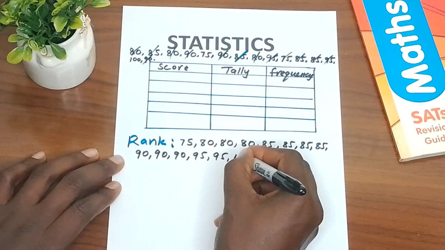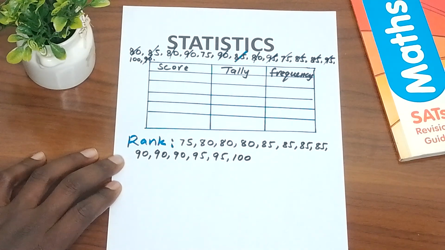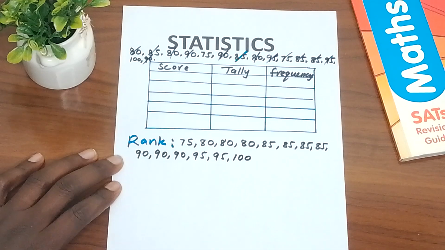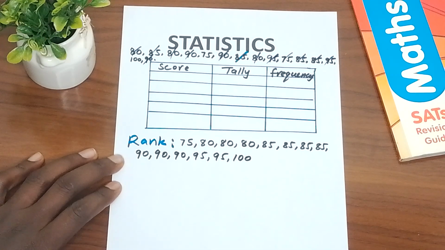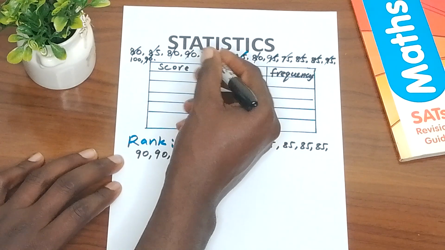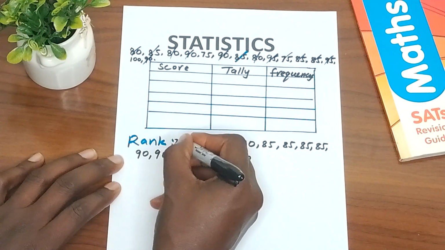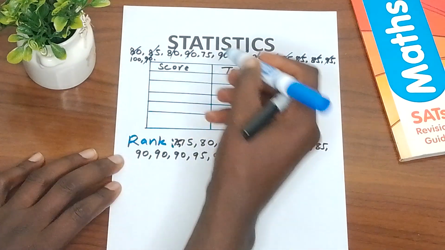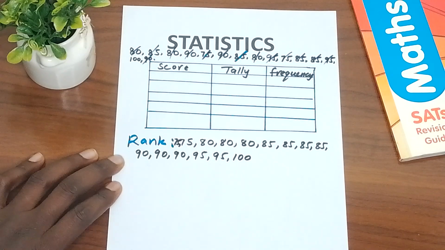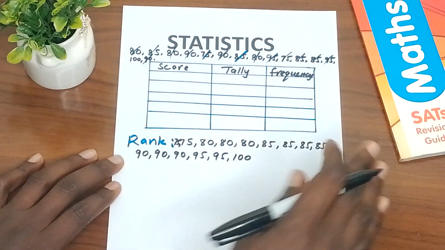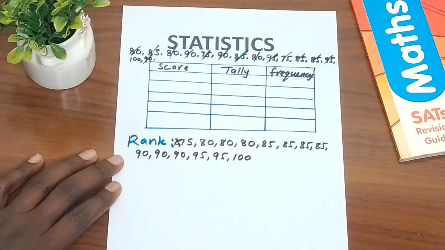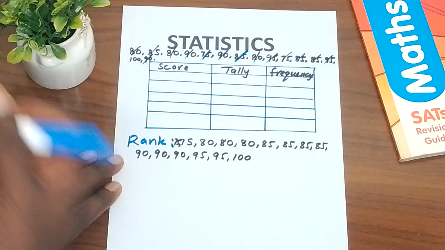Then we have 100. Now, what crossing out helps you is to know which numbers you did not look at, numbers that your eye did not see quickly. We see that we have another 75 there, which we can write there. This one we had not seen in the first place. So now this is ranking the data. We have finished ranking.